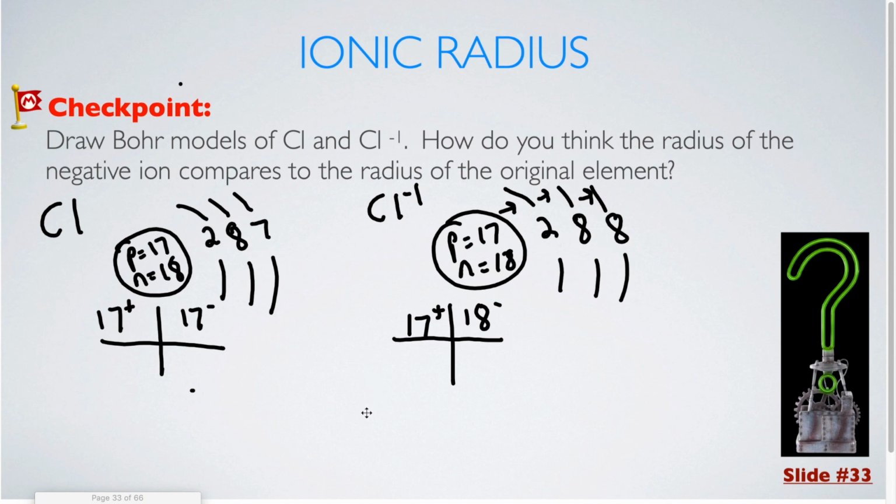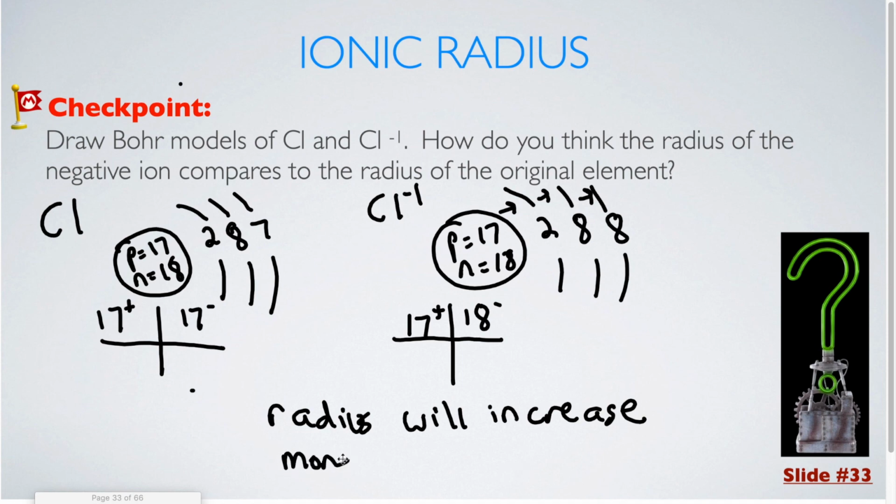Based on that, we can say that the size of the radius is going to increase. And for our explanation, we could say that there are more electrons compared to protons, or that there is a greater relative pull going away from the nucleus.